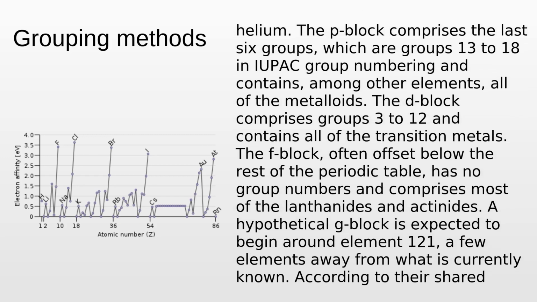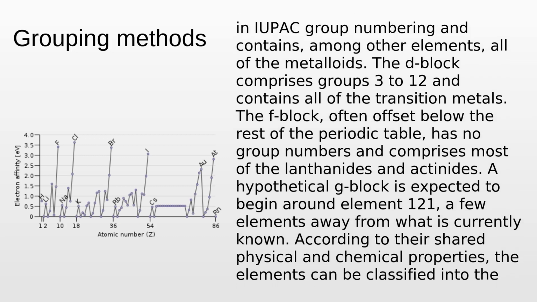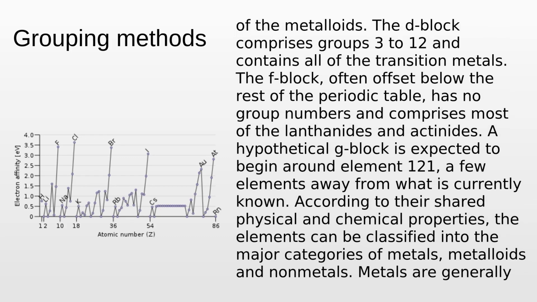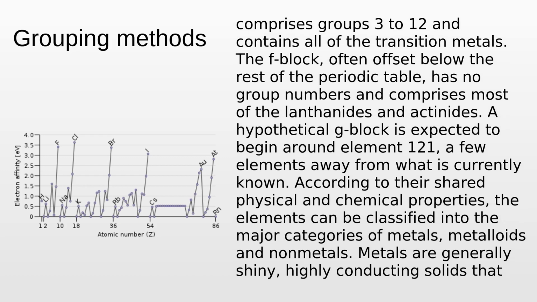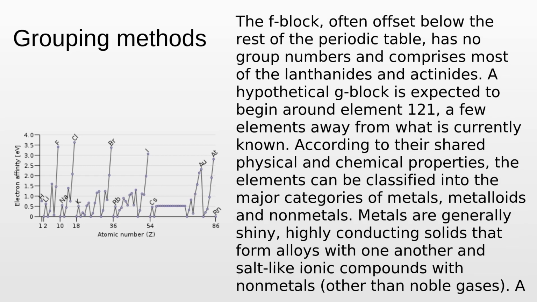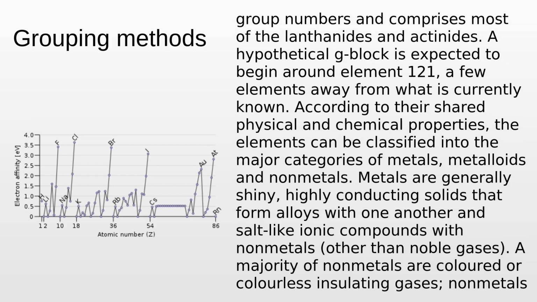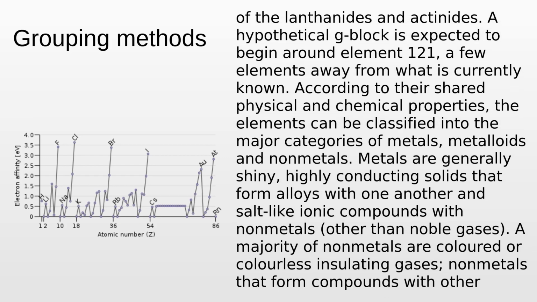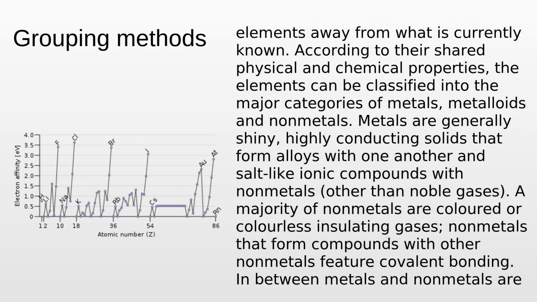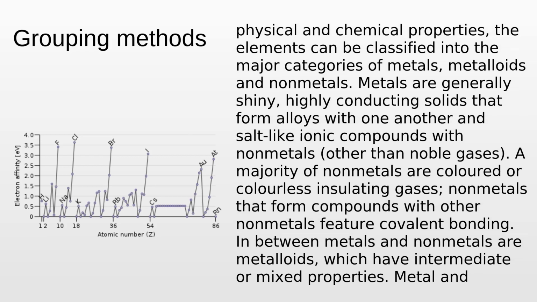The P block comprises the last six groups, which are groups 13 to 18 in IUPAC group numbering, and contains, among other elements, all of the metalloids. The D block comprises groups 3 to 12 and contains all of the transition metals. The F block, often offset below the rest of the periodic table, has no group numbers and comprises most of the lanthanides and actinides. A hypothetical G block is expected to begin around element 121, a few elements away from what is currently known, according to their shared physical and chemical properties.